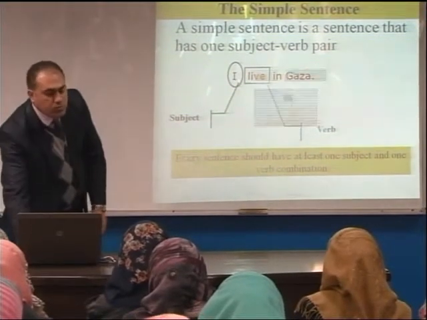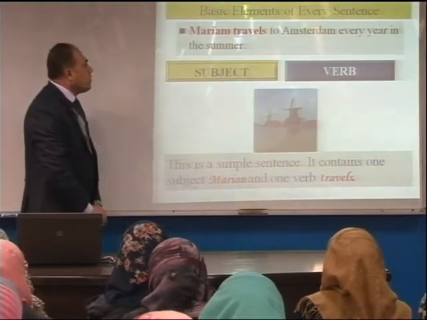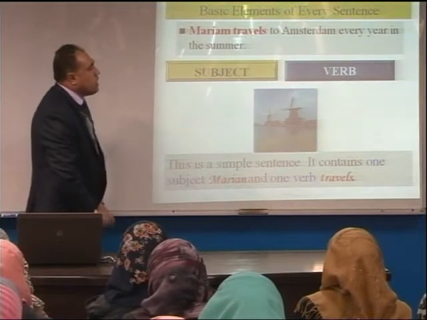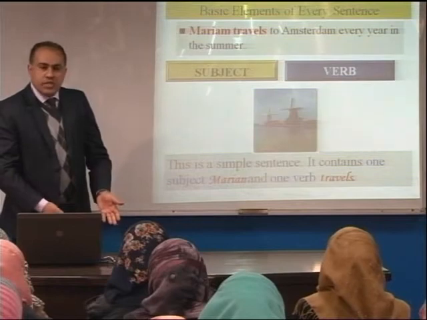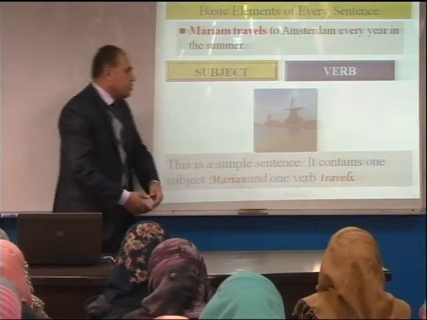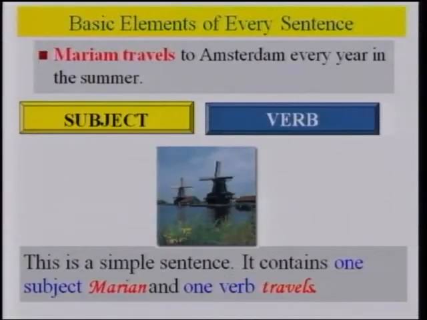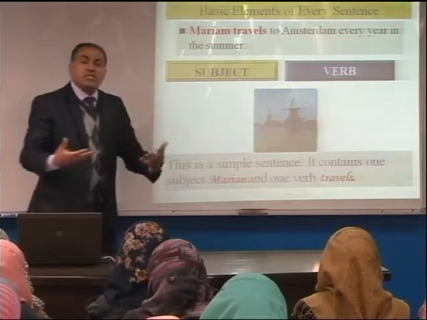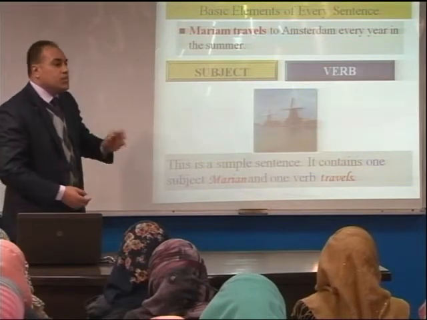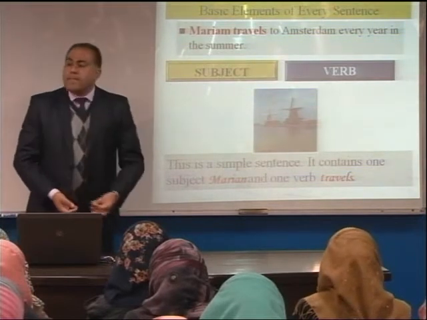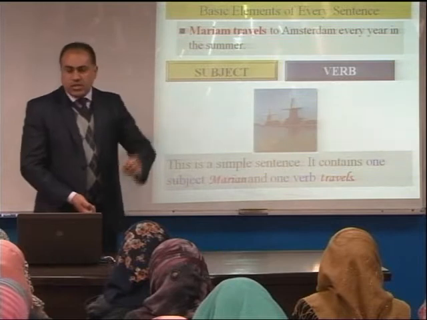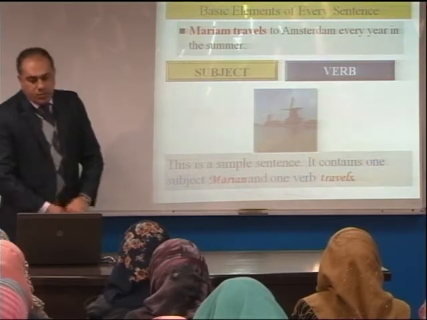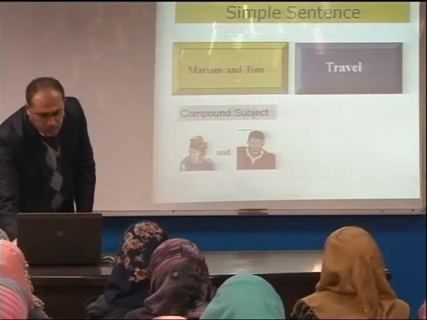Let's look at some more examples. For example, Maryam travels to Amsterdam every year in the summer. What is the subject here? Maryam. What is the verb? Travels. And there is the completion or the subject complement, which makes a sentence complete. So this is something that we call a simple sentence because it has a subject-verb pairing.